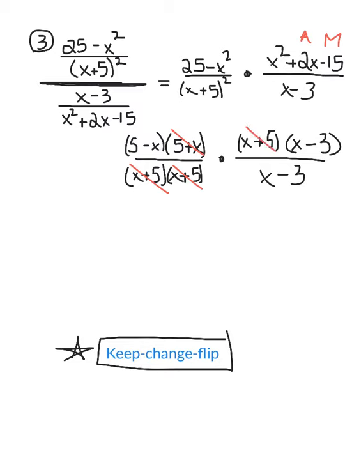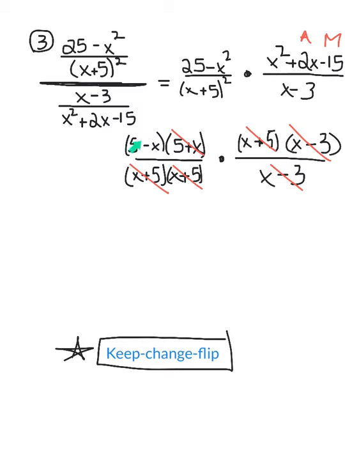I notice that I've got another set of like terms. I've got my x minus 3's here. This one's in the numerator, this one's in the denominator. So we're good to go, and we can cancel those. Gone, gone. All right, now let's remember that when we're multiplying fractions, we multiply across.